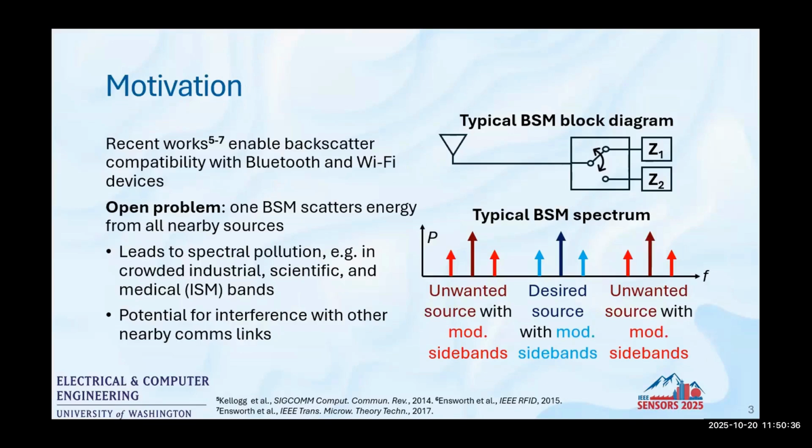Historically, backscatter devices are not frequency selective. One open problem is that a single device will modulate every signal that's incident on its antenna. This includes the desired source, but it also includes every other source present in the environment. This can lead to spectral pollution, which has the potential to interfere with other nearby communication links, especially in today's crowded 2.4 and 5.8 gigahertz ISM bands.